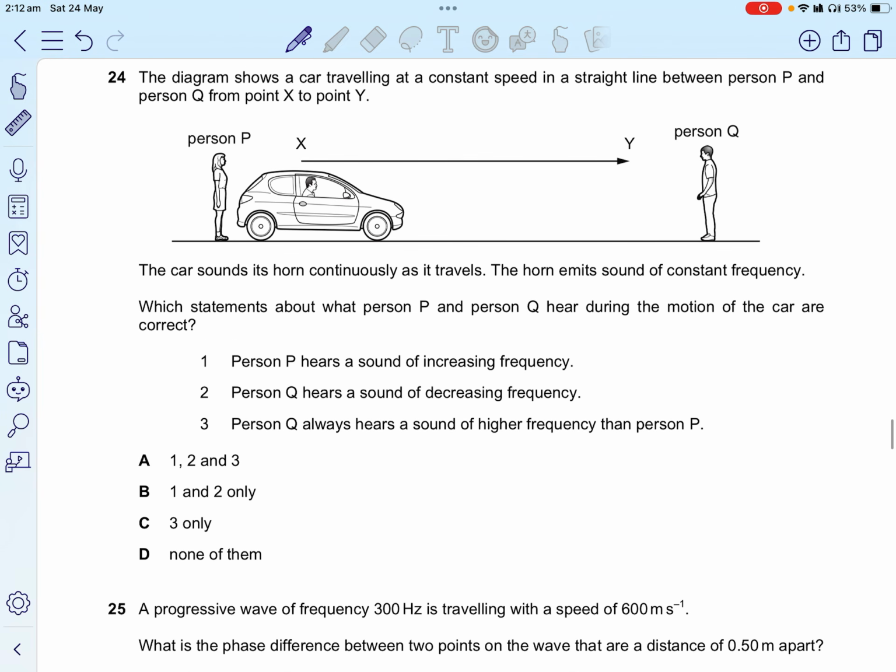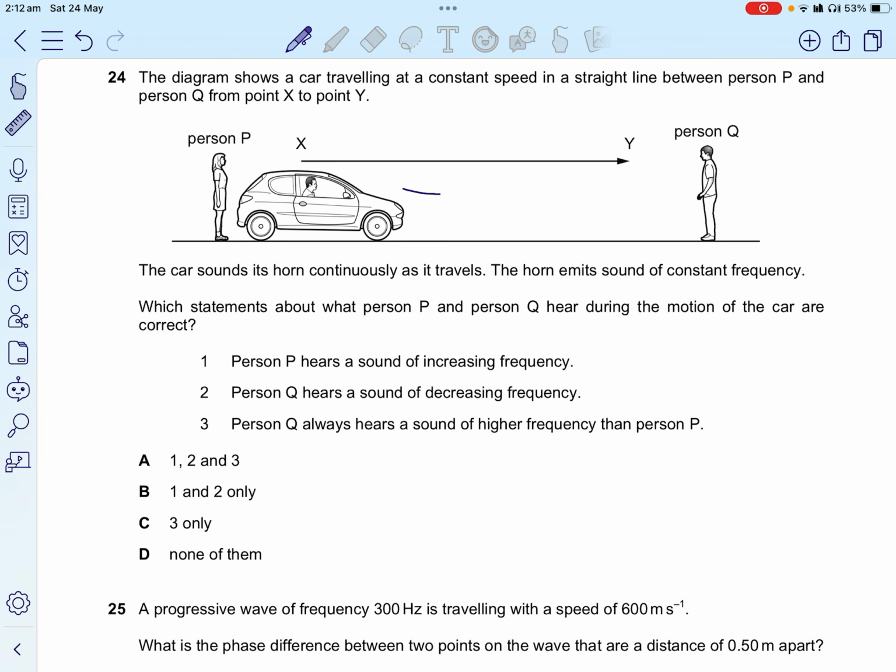Question number 24. The diagram shows a car traveling at a constant speed in a straight line between a person P and a person Q, from point X to point Y. And this is a Doppler effect question. The car sounds its horn continuously as it travels. The horn emits a sound of constant frequency. Which statements about what person P and Q hear during the motion of the car are correct?